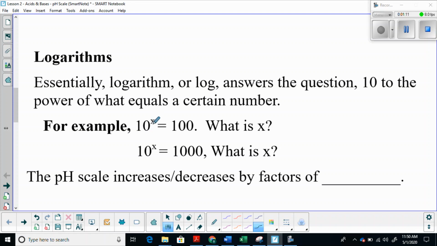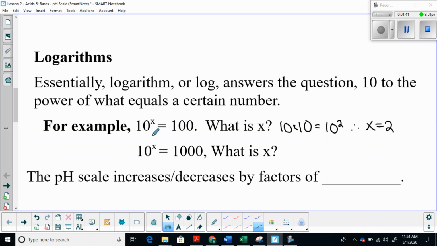So if this was to the power of 1, it would be 10 times it once. It would just be 10. If this was to the power of 2, it would be 10 times 10. So what is the power of x to get 100? Well, you would have to multiply 10 times 10 to give you 100. So essentially, it would be 10 to the power of 2. So therefore, x is equal to 2.